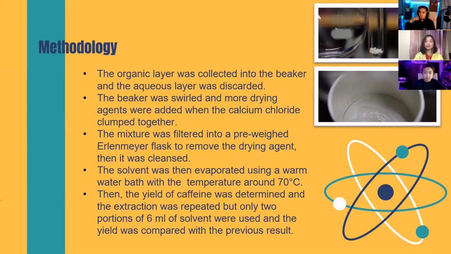The beaker was swirled, and more drying agent was added when the calcium chloride clumped together. The mixture was filtered into a pre-weighed Erlenmeyer flask to remove the drying agent. Then it was rinsed with minimal amounts of solvent and filtered through. The solvent was then evaporated using a warm bath with a water temperature around 70 degrees Celsius.